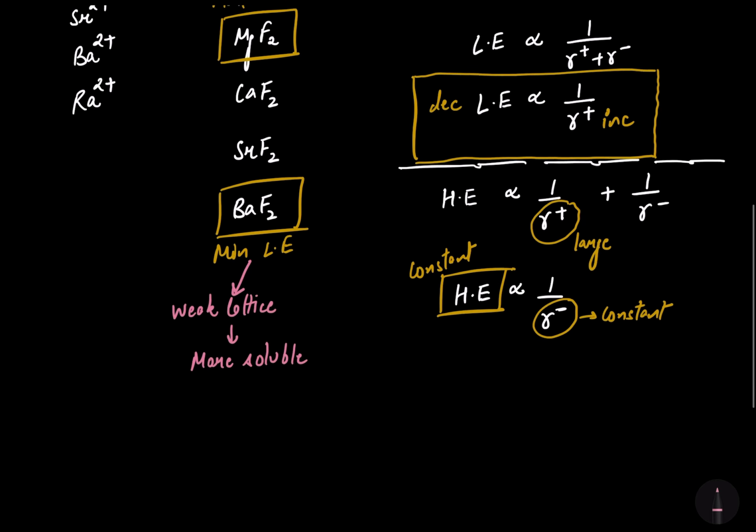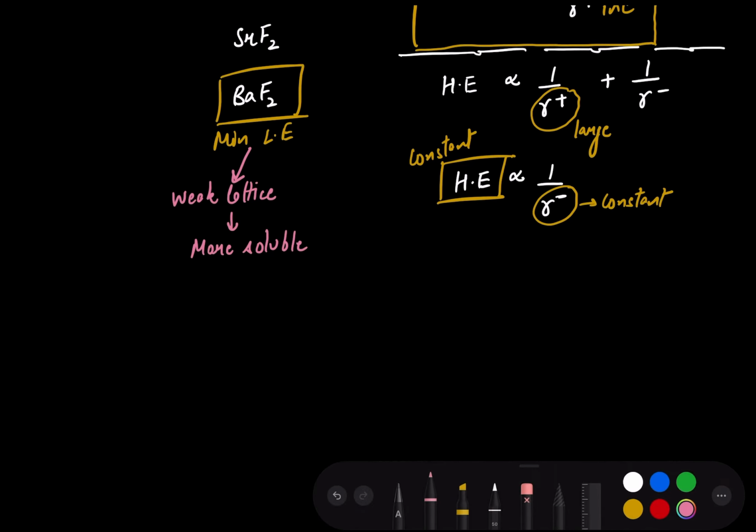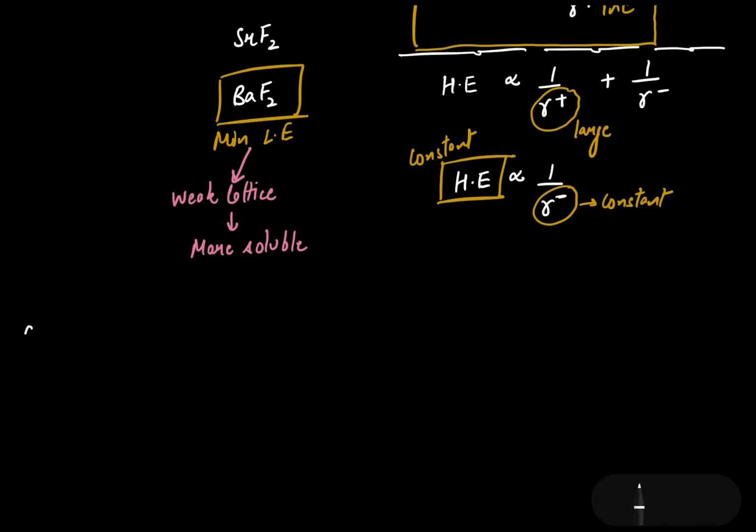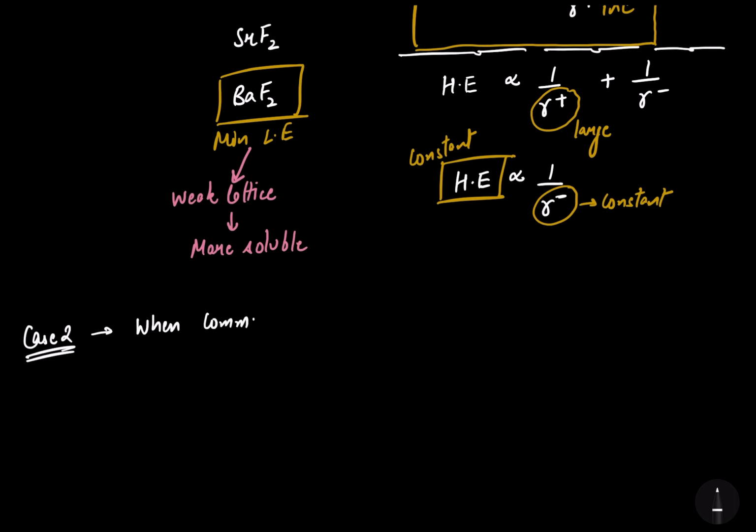Now let's talk about case number 2, when the common anion is large. Let me take an example like SO4 2 negative. This anion is actually an assembly of 5 atoms, 1 of sulfur and 4 of oxygen.